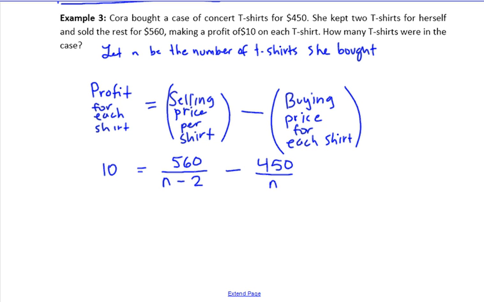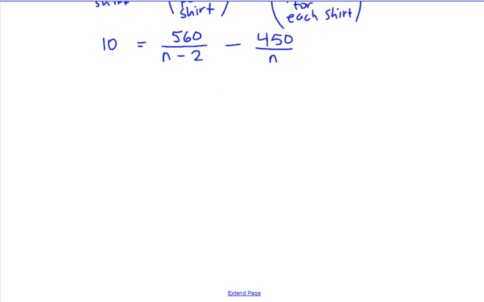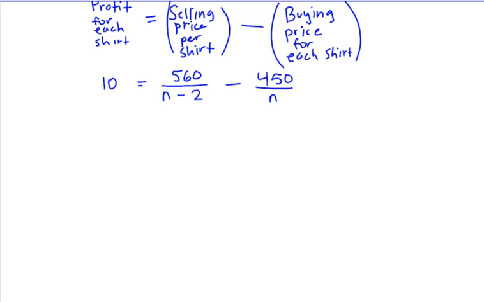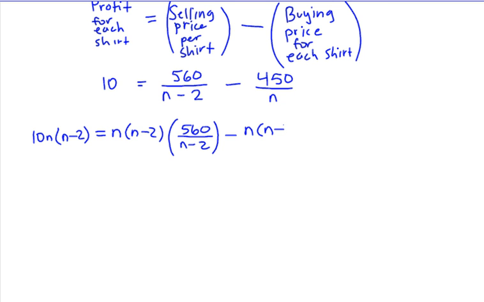Okay, so what would we have to multiply everybody by here? What's the lowest common denominator? What would it be? n and n minus 2. So we're going to multiply everybody by n times n minus 2. Okay, and some things are going to cancel out, right? The n minus 2's will cancel out here, and the n's will cancel out here.